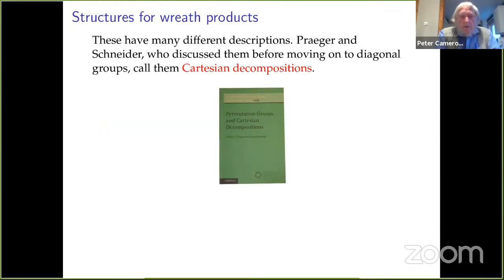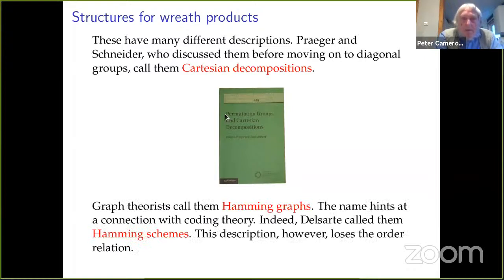Okay, now, structures for wreath products. So wreath products were one of the types in the O'Nan-Scott theorem. And Praeger and Schneider had spent many years working on these structures. They call them Cartesian decompositions. And they wrote a whole book about it. And I'm not going to tell you what's in the book because different people describe these things in different ways.